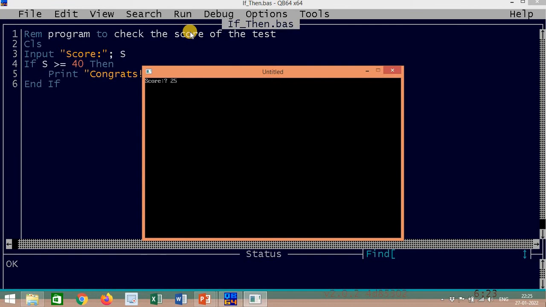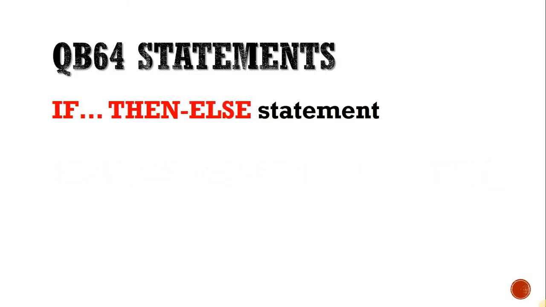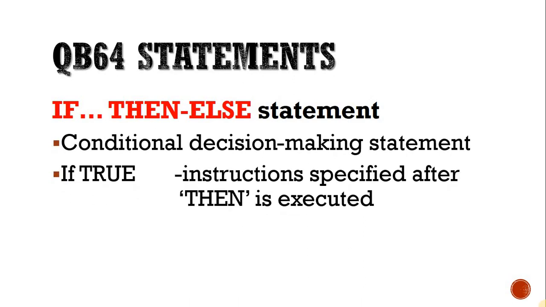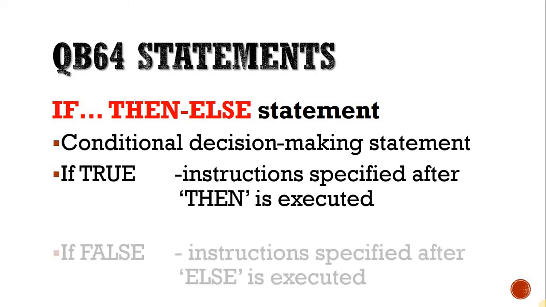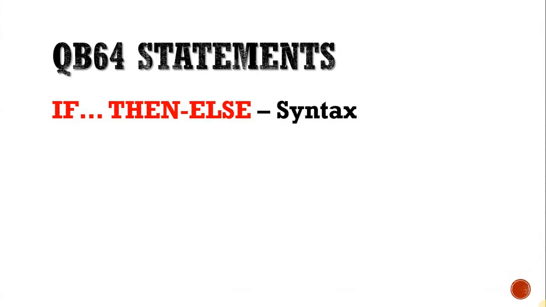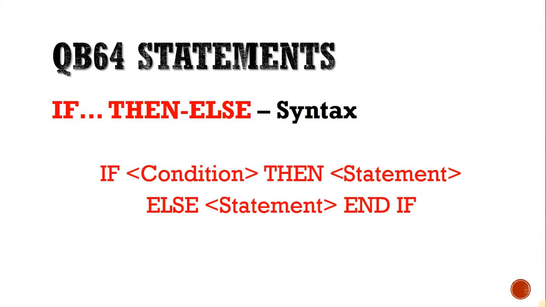I gave 25. Now it ends the program. Nothing happened. Next, the if-then-else statement. It is a conditional decision-making statement. In this statement, if the condition is true, the instructions specified after the then statement are executed. If the condition is false, the instructions specified after the else statement are executed. The syntax of the if-then-else statement is: if, condition, then, statement, else, statement, finally, end if.